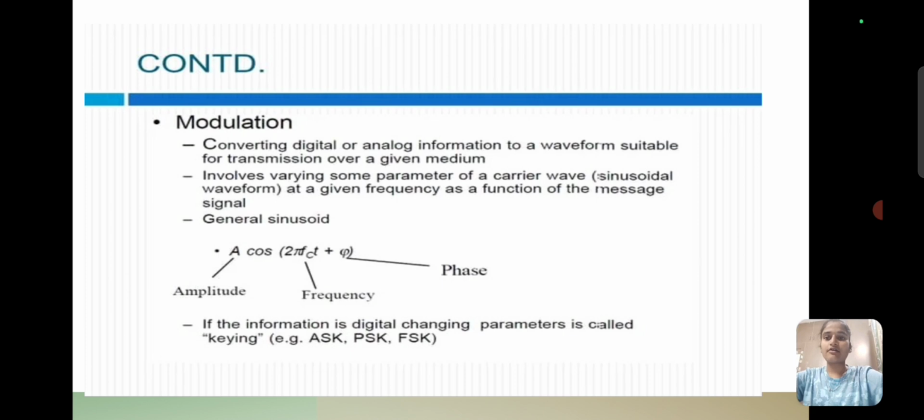Let us see modulation briefly. Converting digital or analog information to a waveform suitable for transmission over a given medium. It involves varying some parameter of a carrier wave, like a sinusoidal waveform at a given frequency, as a function of the message signal. So here is the equation: A cos(2 pi fc t plus xi). Here xi is the phase, fc is the frequency, and A is the amplitude. If the information is digital, changing parameters is called keying. For example, amplitude shift keying, phase shift keying and frequency shift keying.